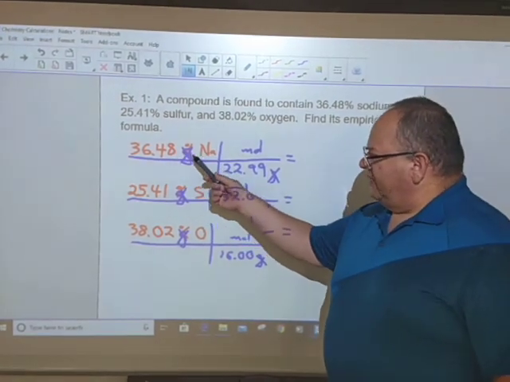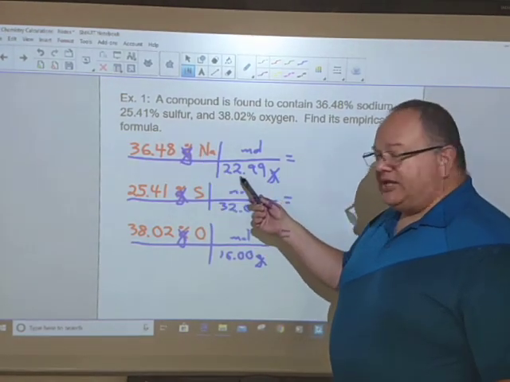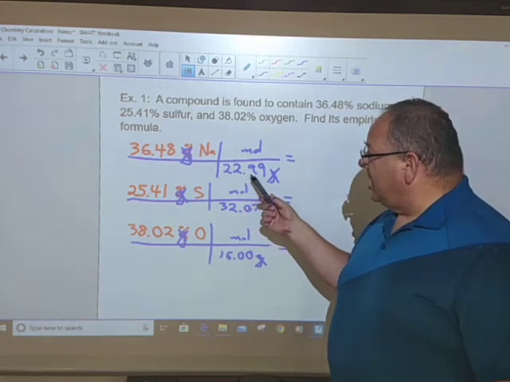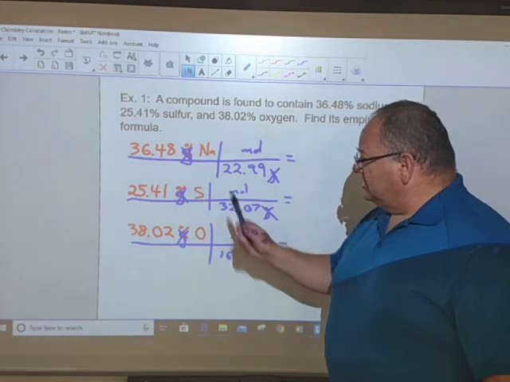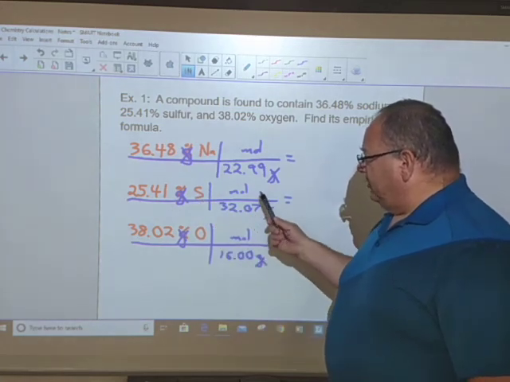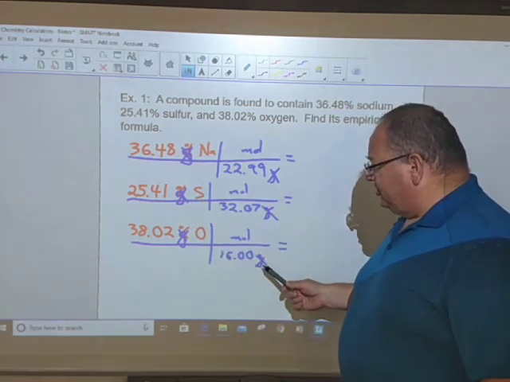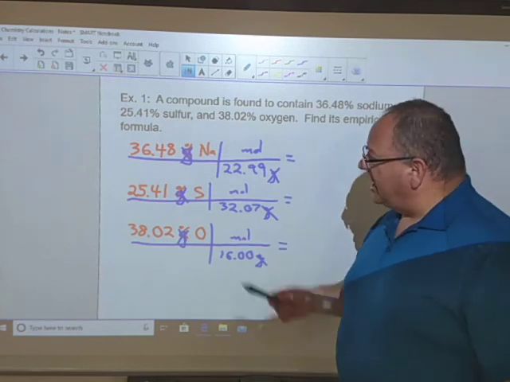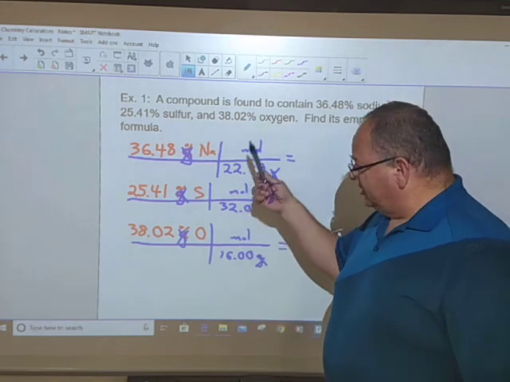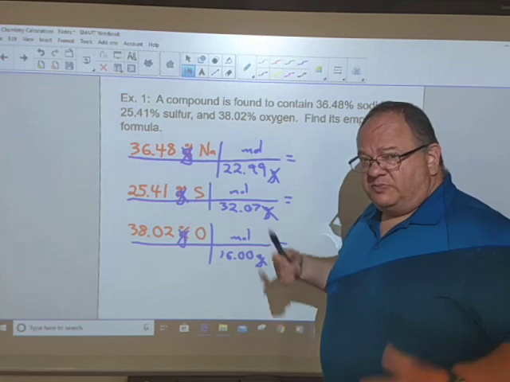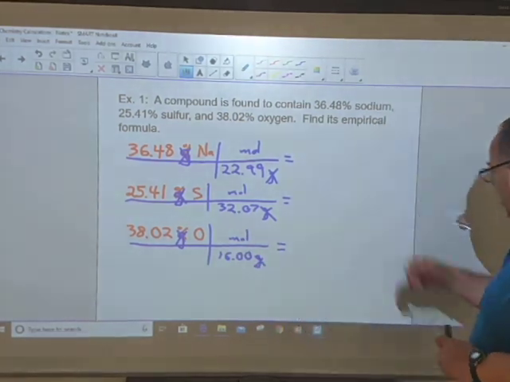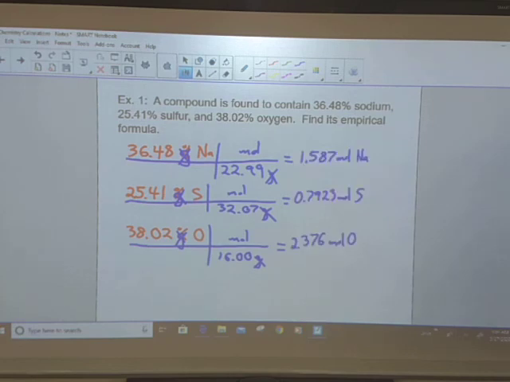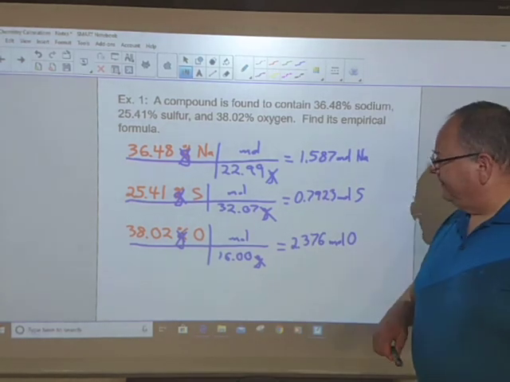If I want to change that many grams of sodium to moles of sodium, I had to look up sodium on the periodic table. It's 22.99 grams per mole. Sulfur is 32.07 grams per mole, and oxygen is 16.00 grams per mole. I had to look up each of those. It's 3 different mole conversions, but a mole conversion is just a real basic conversion. And I can multiply these out, and here's the numbers I get.